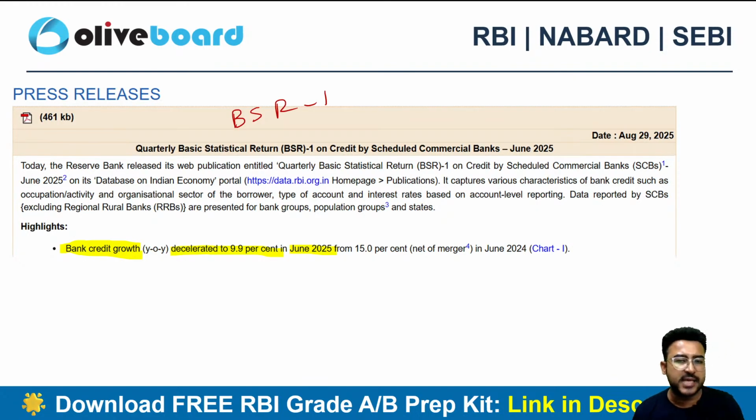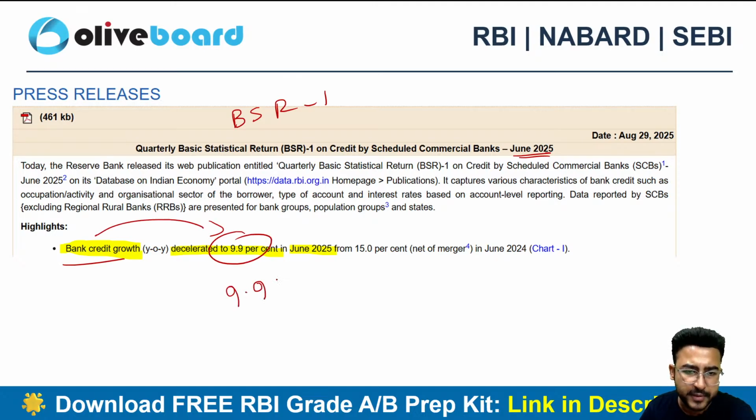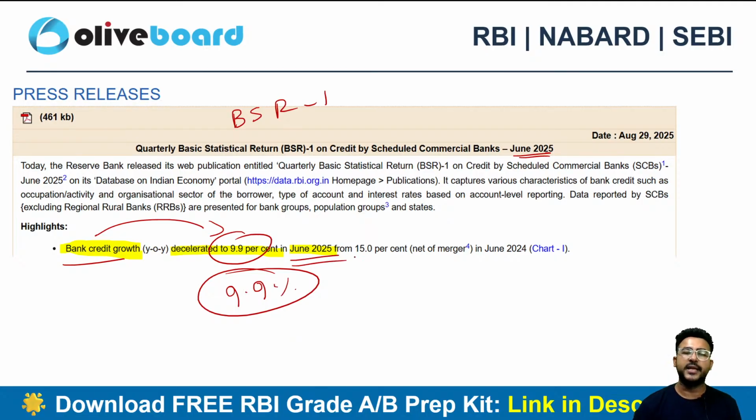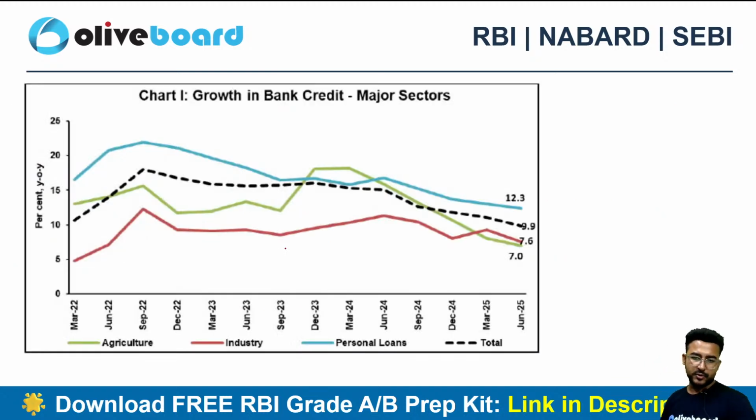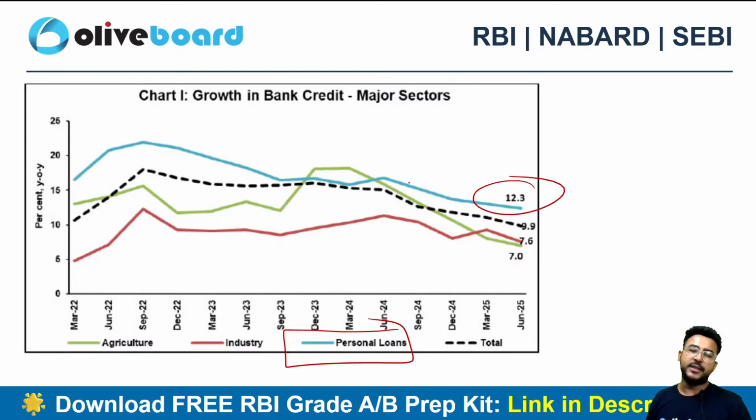Next one is your BSR1 data. What is BSR? Basic, and obviously this will be relevant for your examination. Bank credit growth decelerated to 9.9%. Please do remember the data. 9.9% is the data of June 2025 quarter, right? Earlier we used to have 15% bank credit growth on a year on year basis, but as of now we are having 9.9% growth, right? And personal loan is leading the pack with 12.3%, right? The rest, if I talk about the agriculture and industry, are all below personal loan, right? So personal loan is having the highest growth rate as of now here.